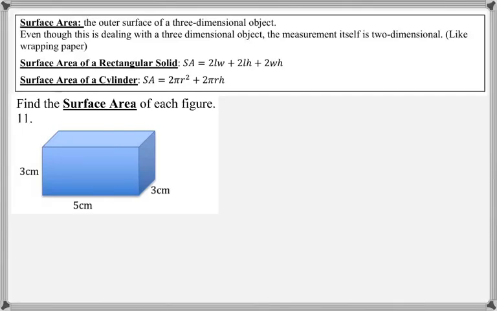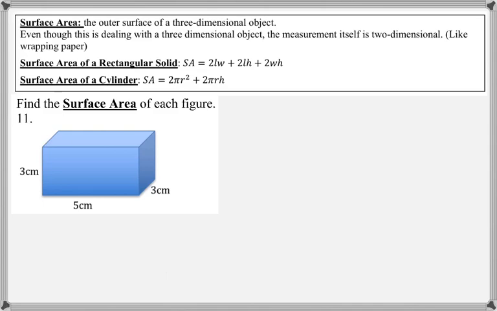The next part of the section is on surface area. Now, surface area is the outer surface of a three-dimensional object. And even though this is dealing with a three-dimensional object, the measurement itself is only two-dimensional. And the example that I give is like wrapping paper.